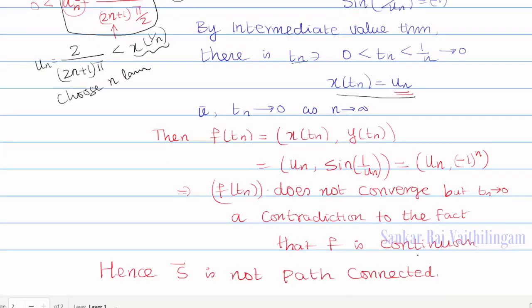Now we can see that tn converges to 0, but f of tn does not converge because it has that minus 1 the whole power n, so it will not converge. Therefore, f is not continuous. That is a contradiction. Hence, S closure is not path connected. Okay, thank you.